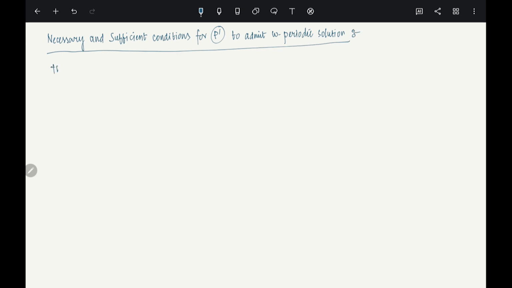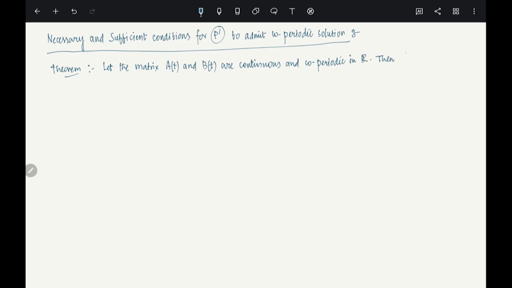So first of all, this theorem. What does the theorem say? It says: let the matrix A of T and B of T be continuous and W periodic. I hope you understand what this means. A is an n cross n matrix, so all the entries are a function of T. They should be continuous and W periodic. The same holds for B also. It's an n cross 1 matrix, and every entry has to be continuous and W periodic, in R. Clear?